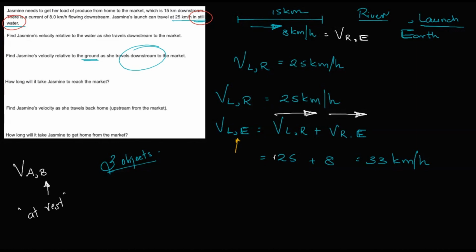So those two are positive values, so they were getting added to each other. Then how long will it take for Jasmine to reach the market? The velocity is distance divided by time, so time is nothing but distance divided by the velocity. The distance is 15 kilometers, and the speed at which they are traveling is 33. So 15 divided by 33 is going to be the time that it has taken Jasmine to travel downstream.